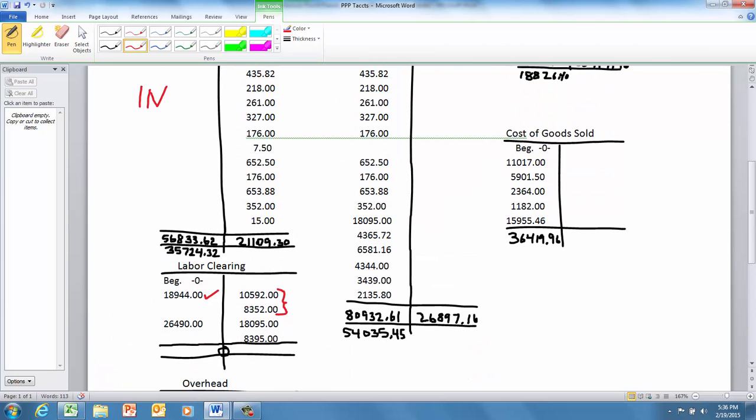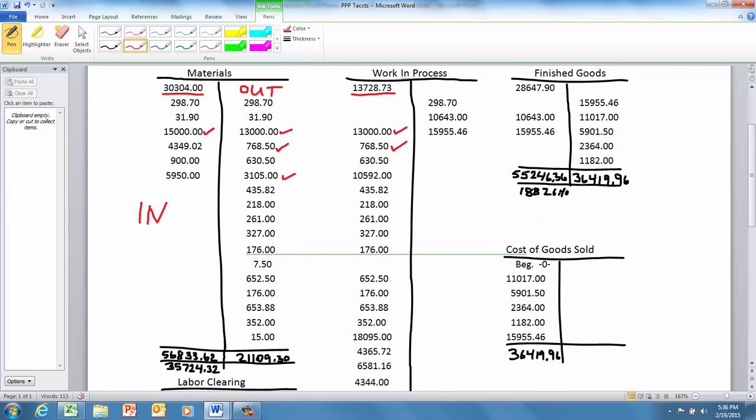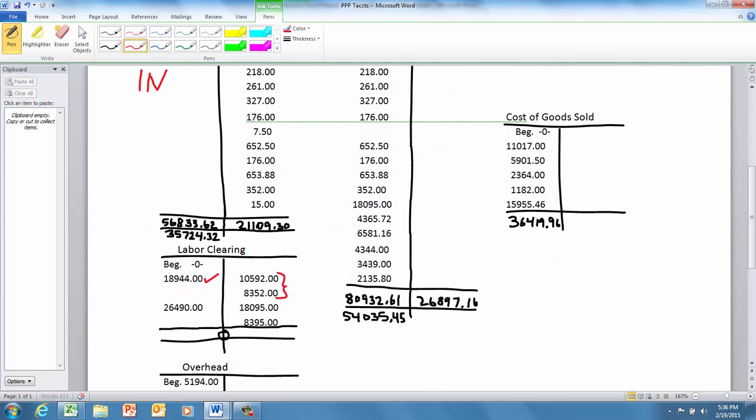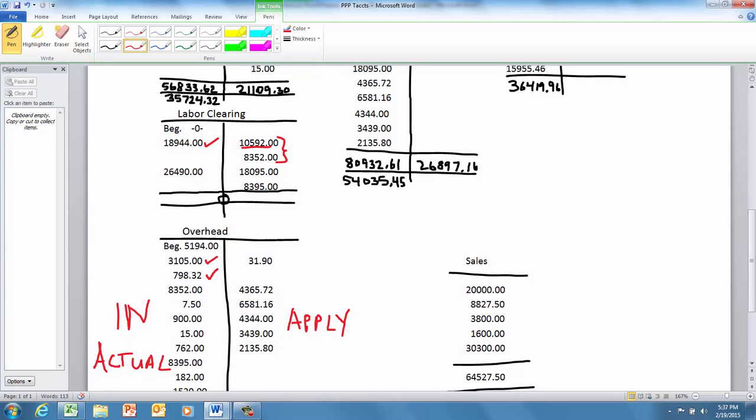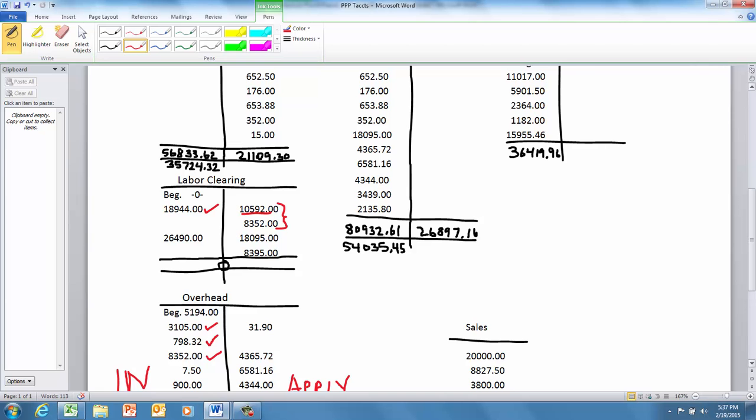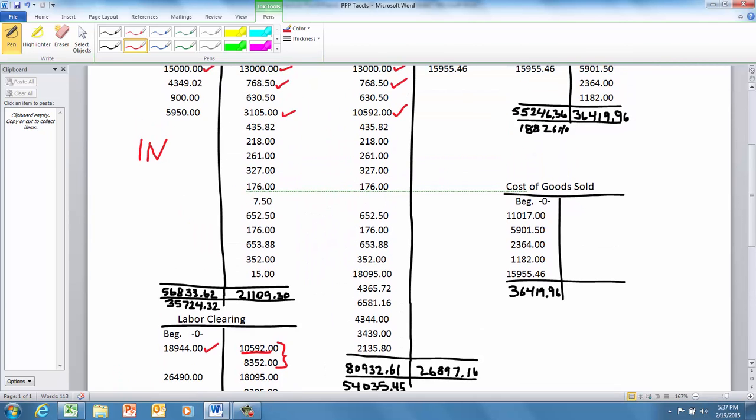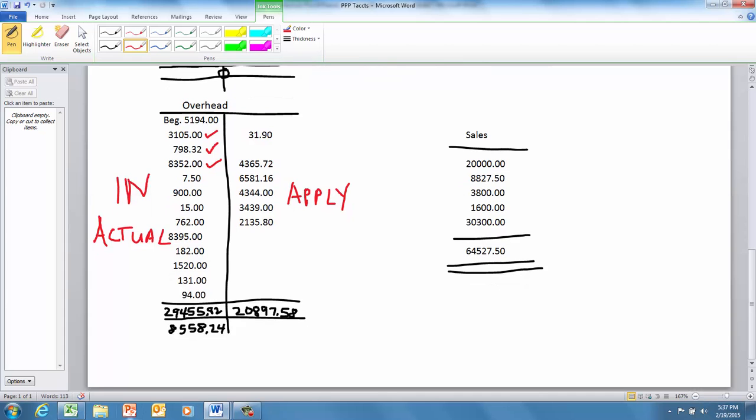Okay, here is now the direct labor going into work in process. There it is right there, 10,592, just like this. Okay, it's coming out of the labor clearing and into the work in process. This is the indirect, the 8352, and so that's coming out of the labor clearing and going into overhead. Okay, so now I'm going to have to deal with the overhead analysis sheet and the job cost sheets.